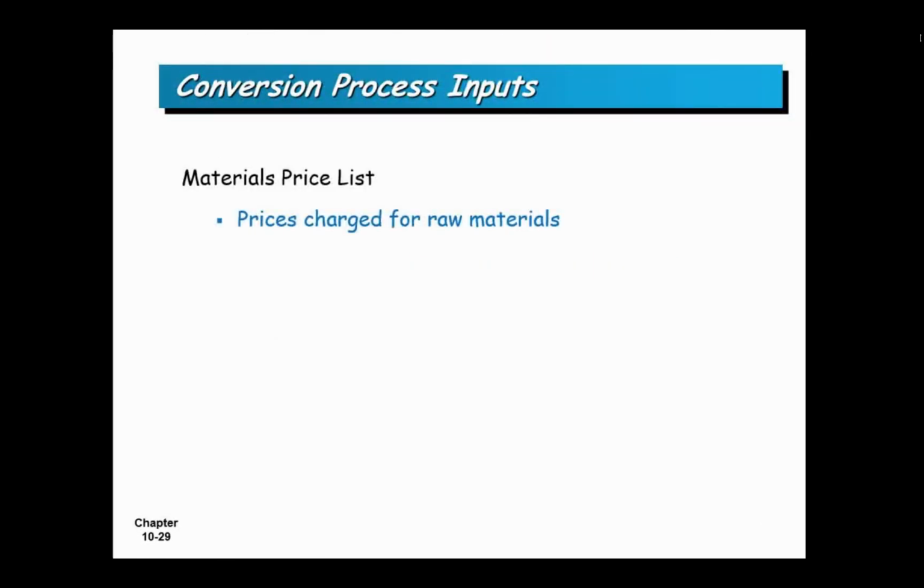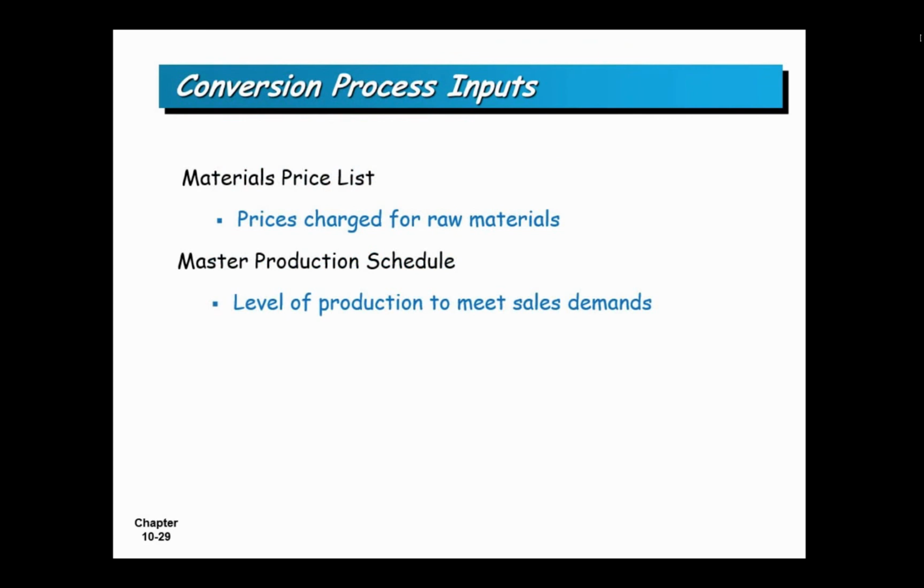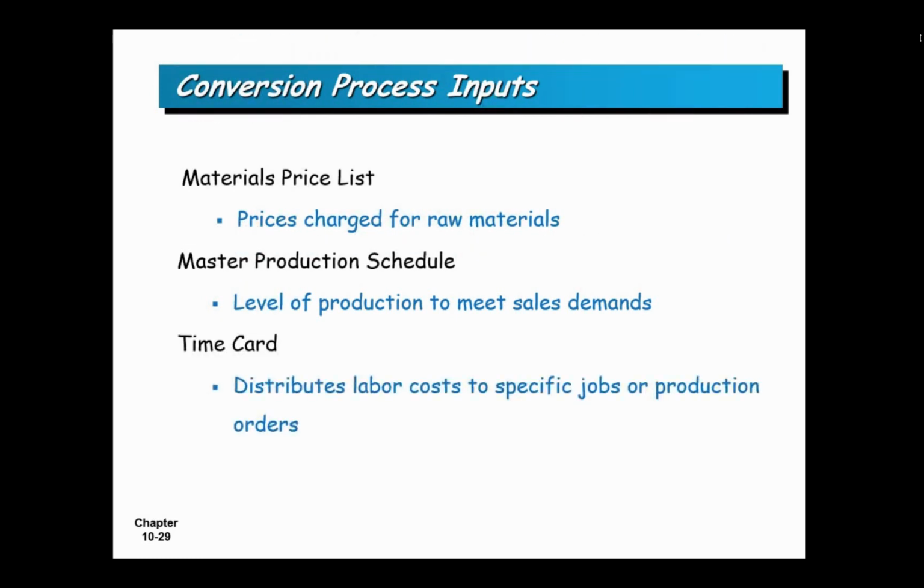You have some prices for the materials. You have a production schedule. You have time cards. So accounting firms are just job costers. They have jobs. And time cards are a way to assign labor to jobs.